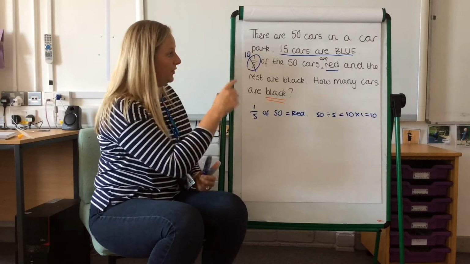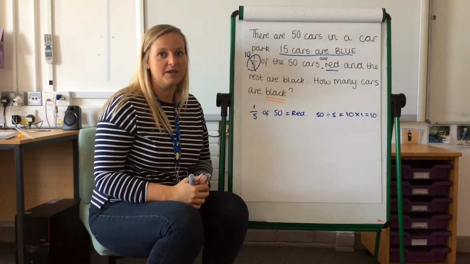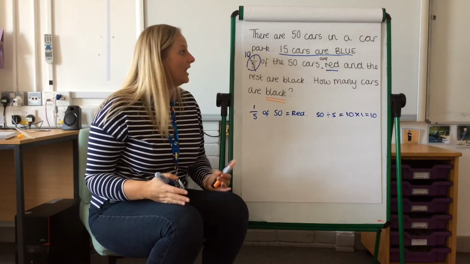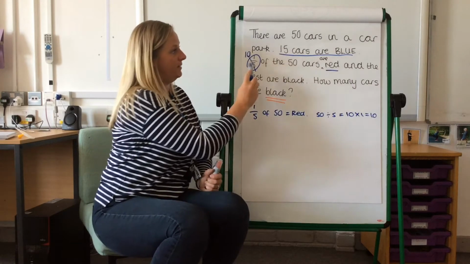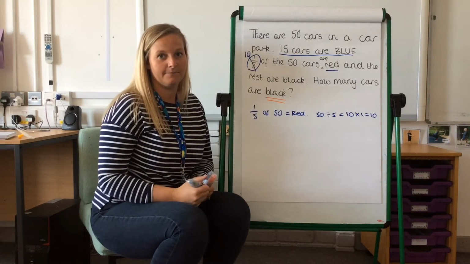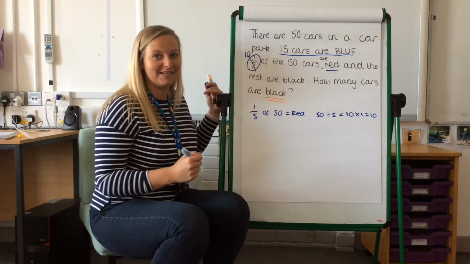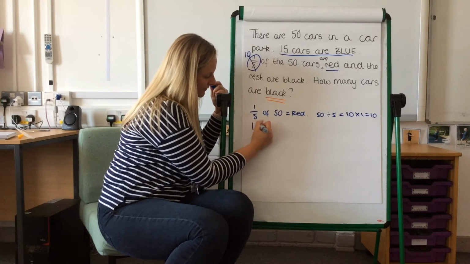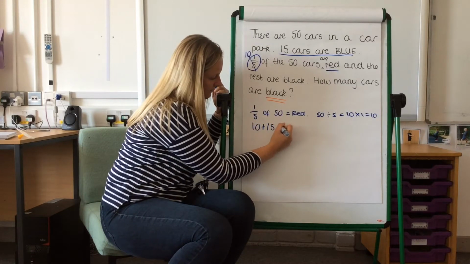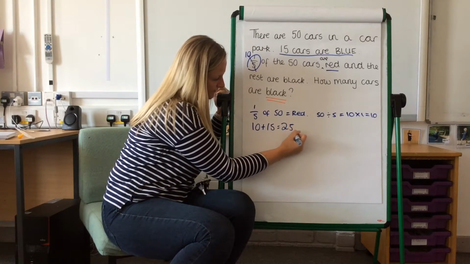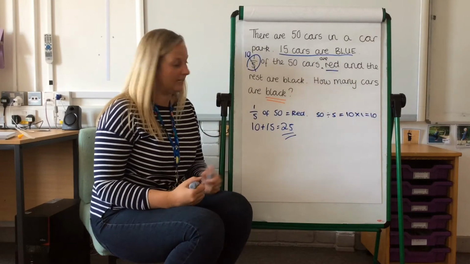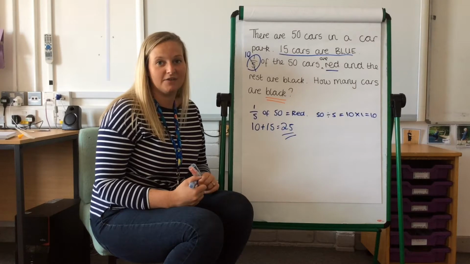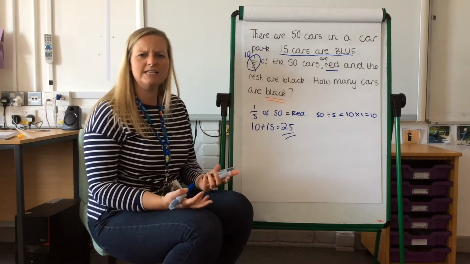Now we know the 2 other coloured cars. If we want to know how many blue and red there are altogether, what do you think we are going to do with the number 10 and the number 15? If you said add them together, you are correct. We now know that together, if we put the blue and red cars together, there would be 25 cars. So the rest are black.